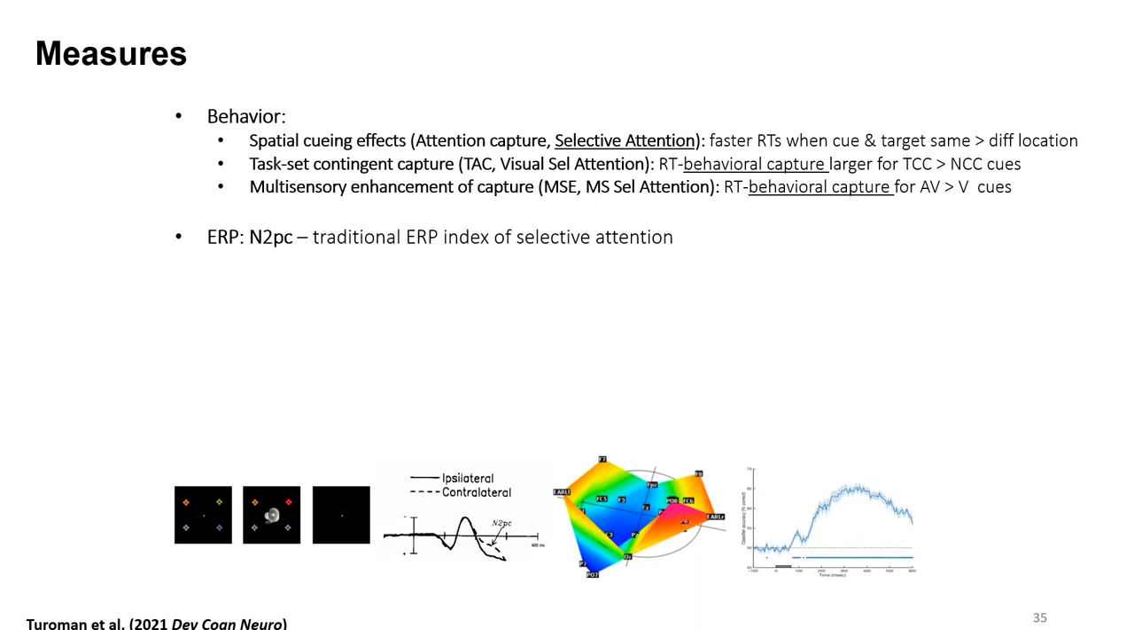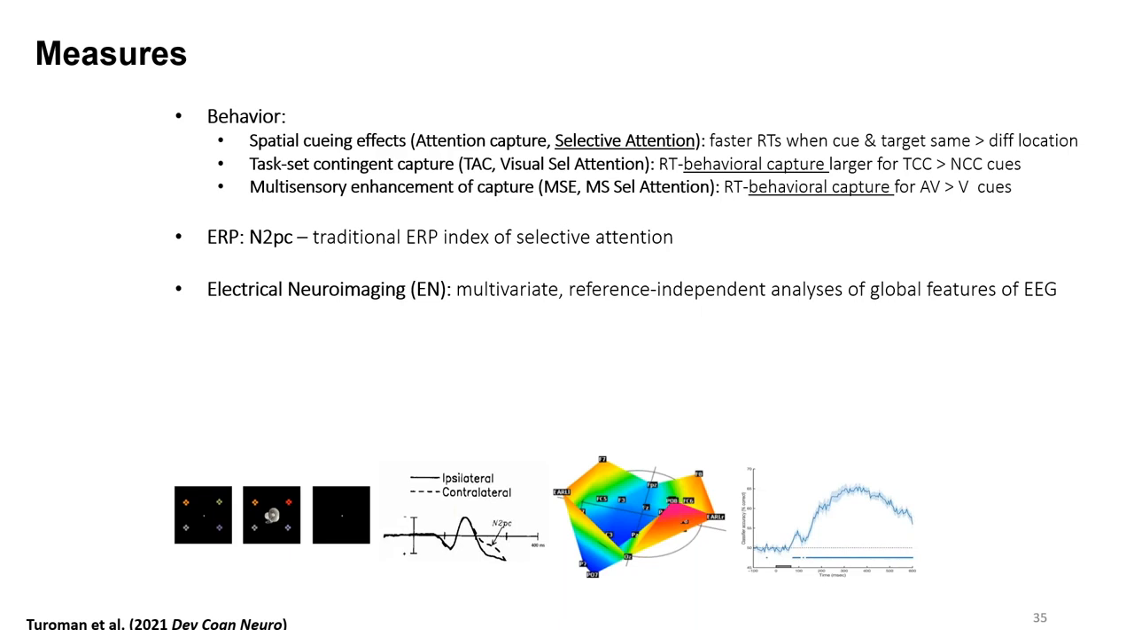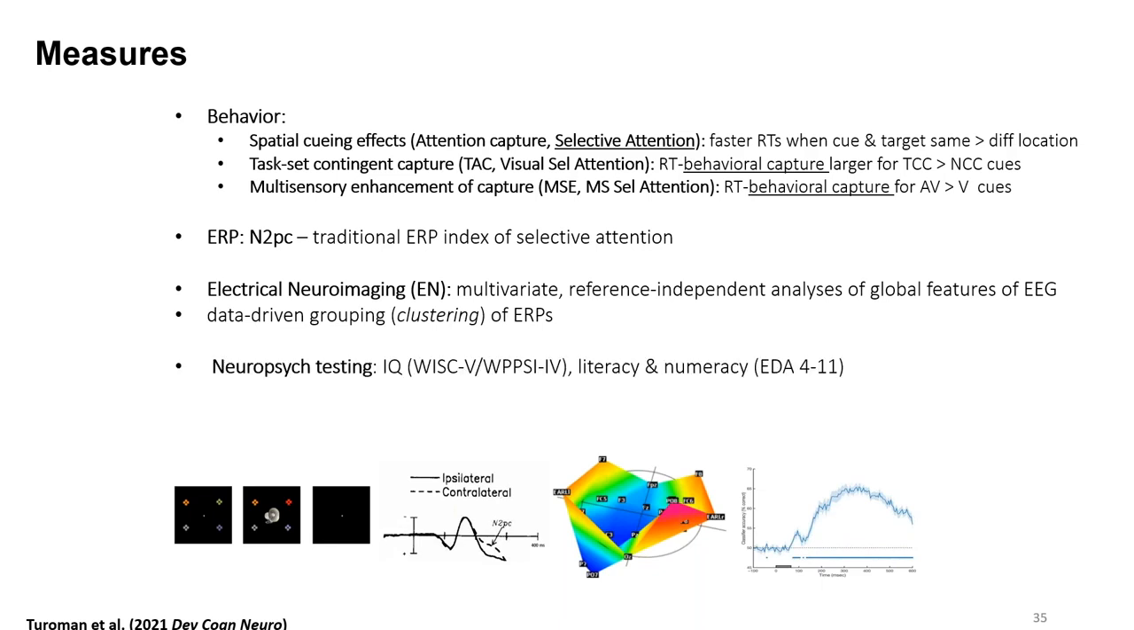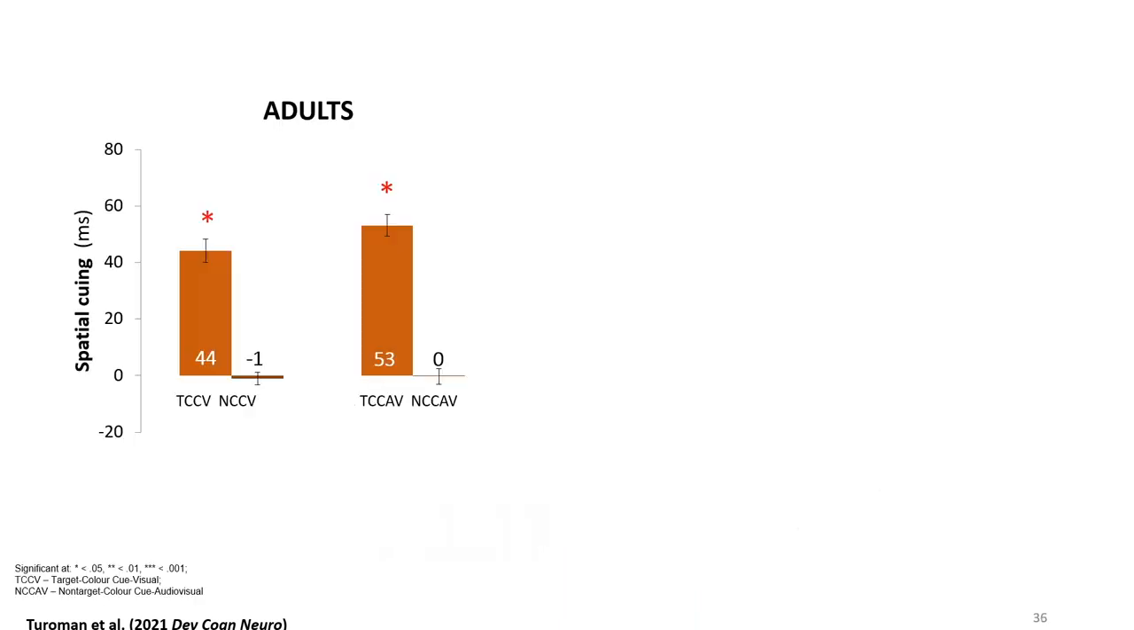For ERP analysis, we used the N2pc, and also electrical neuroimaging; we combined the two. And here, from our multivariate analysis, we focused on data-driven grouping, so clustering of our ERPs. And finally, we also added neuropsychological testing of IQ and standardized tests of literacy and numeracy achievement for each of the age groups. Right, so for adults, what have we found?